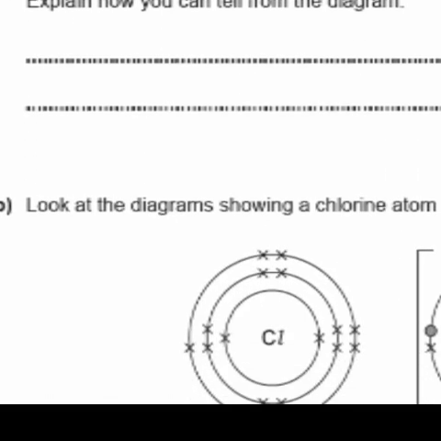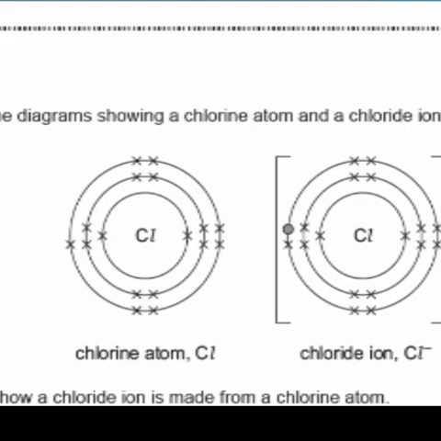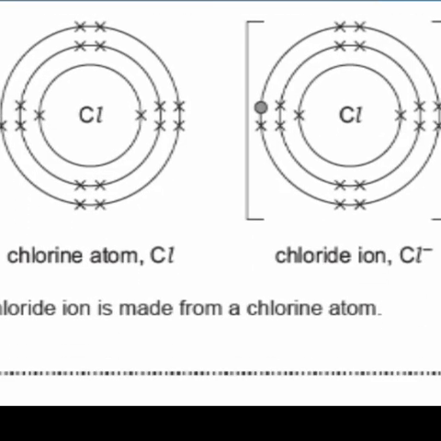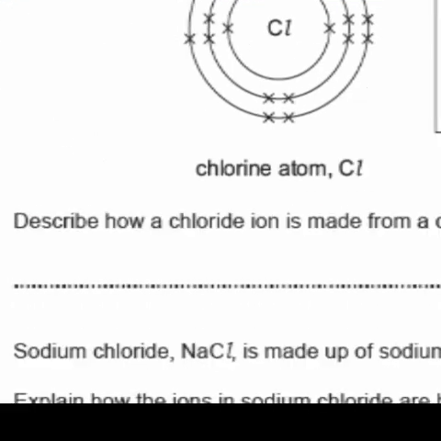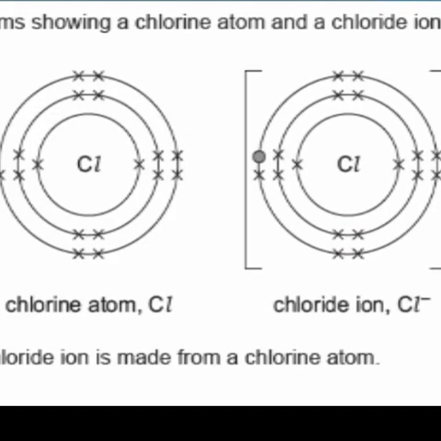The next question says, look at the diagram showing a chlorine atom and a chloride ion. You can see the chlorine atom, Cl, and the chloride ion, Cl minus. Describe how a chloride ion is made from a chlorine atom. Now, let's look at the outermost shell, that's the last shell, of the chlorine atom. The outer shell contains 7 electrons. And let's look at the third shell of the chloride ion.